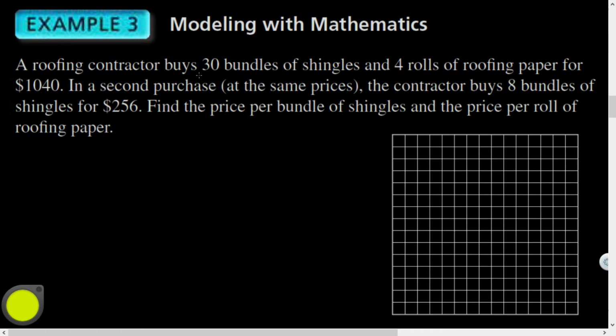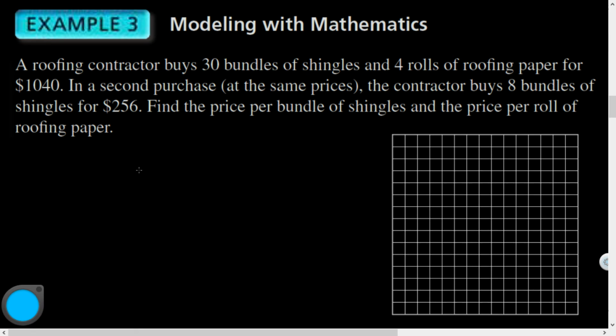All right, a roofing contractor buys 30 bundles of shingles and 4 rolls of roofing paper for $1,040. In a second purchase at the same prices, the contractor buys 8 bundles of shingles for $256, my bad. Find the price per bundle of shingles and the price per roll of roofing paper. So I've got 2 equations here.